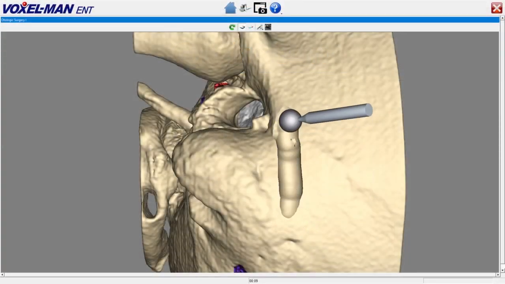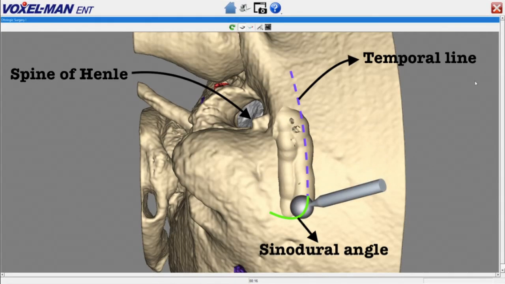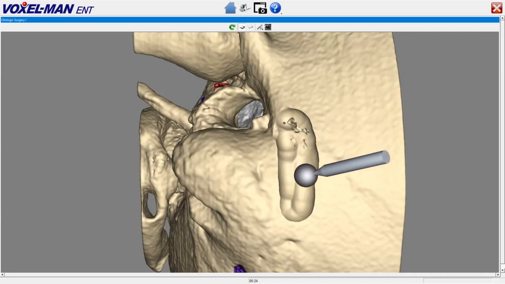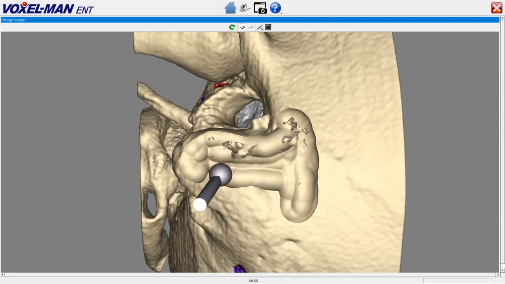Begin your drilling just posterior to the spine of Henle and drill backwards along the temporal line towards the sinodural angle region, parallel to the middle fossa dura. This will ultimately define the superior boundary of your dissection. A second cut in the bone is now made posterior and parallel to the ear canal wall, going downward towards the mastoid tip. Now, the intervening cortical bone is systematically removed to expose the air cells underneath.